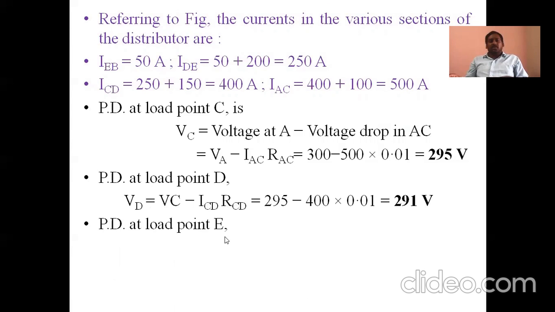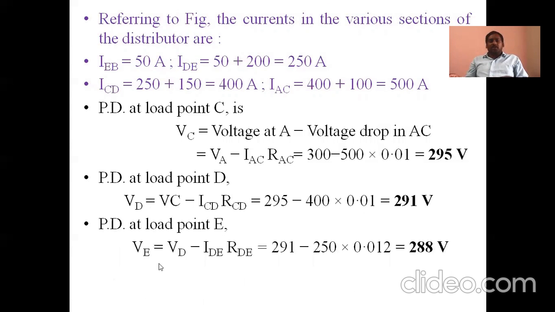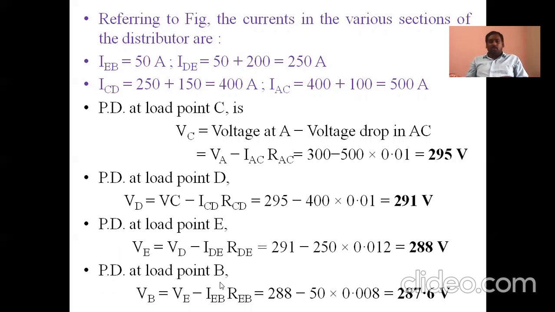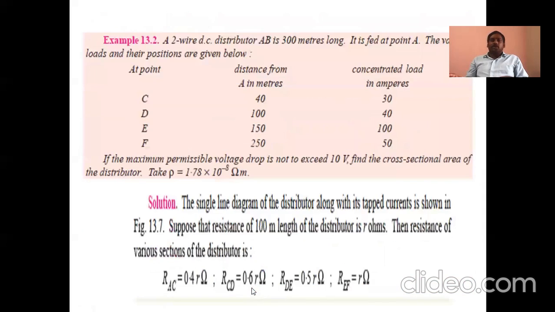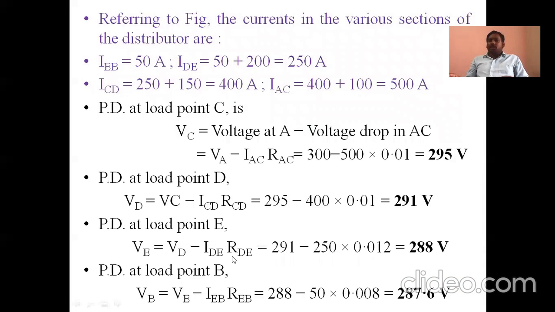Then the potential difference at point E. Simply VD minus VE is equal to VDE, a simple voltage drop like this. Like this we can calculate the potential difference at each load point.